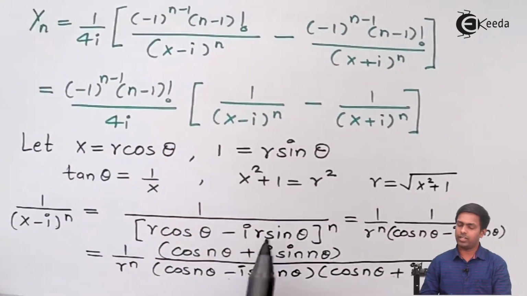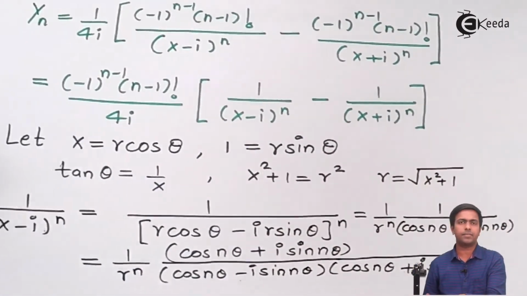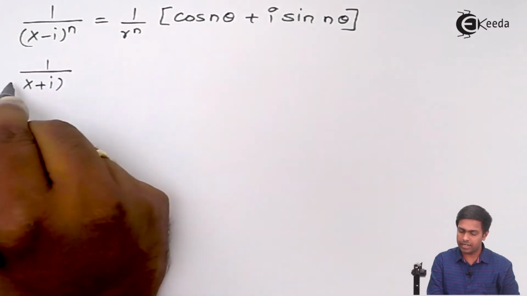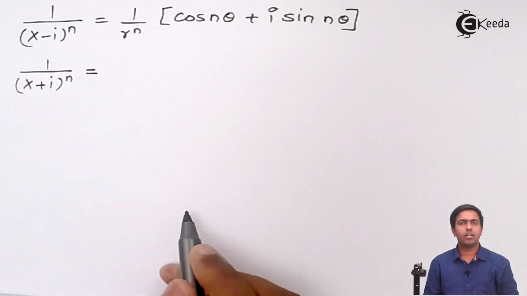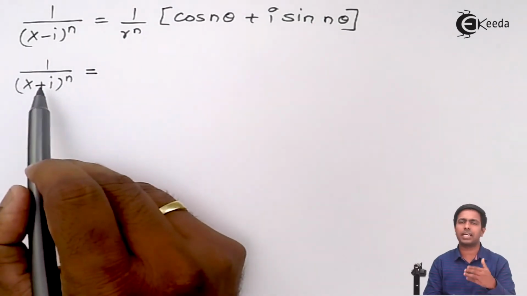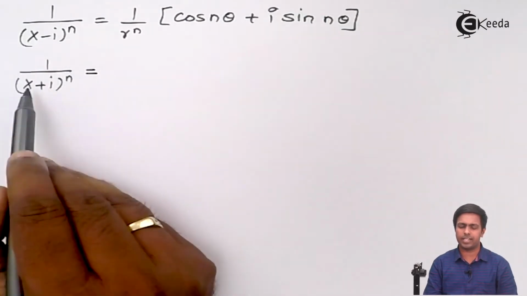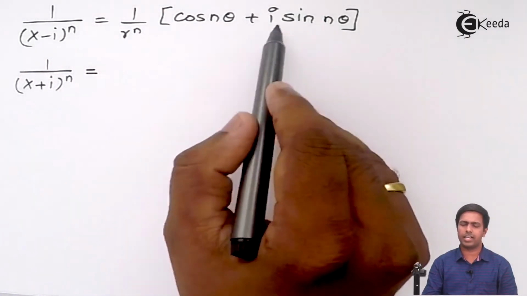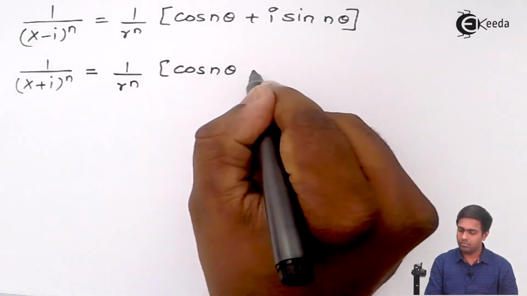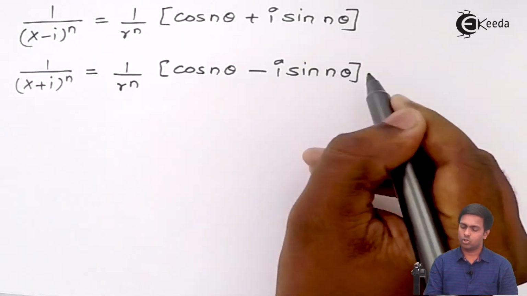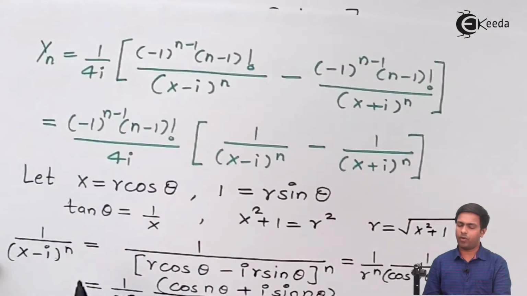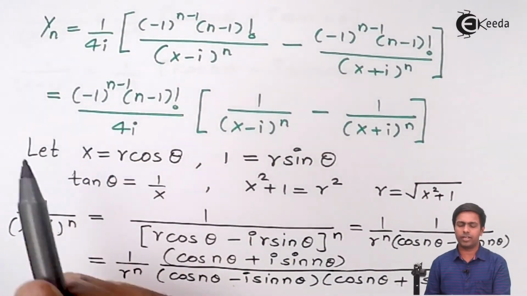Now we'll find out the second value and then we'll subtract it. So it is 1 upon (x plus i) raised to n. So guys, since this is exactly the same complex number in the Cartesian form, the only difference is the middle sign, we'll also change the middle sign of the answer. So we will get 1 upon r raised to n. So this plus sign will become minus. Now guys, we'll find out the yn. So these three terms will remain as it is.